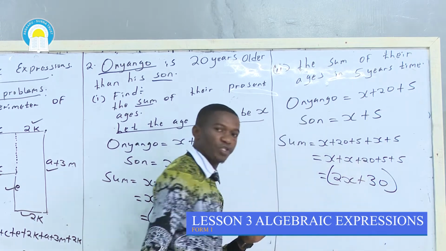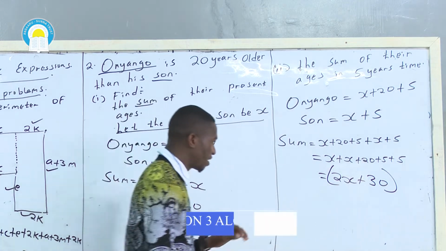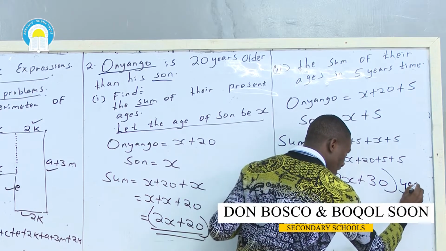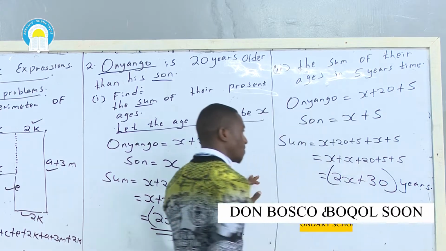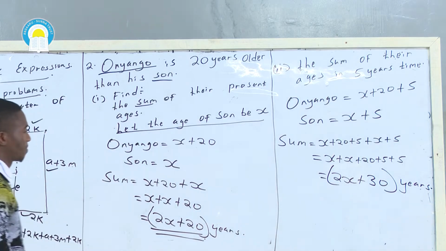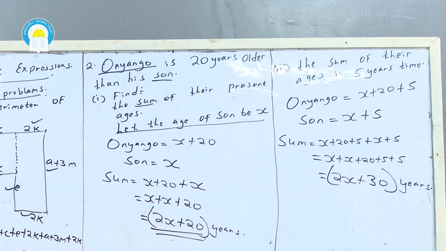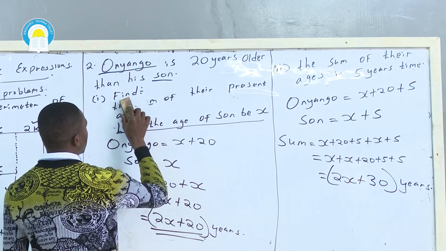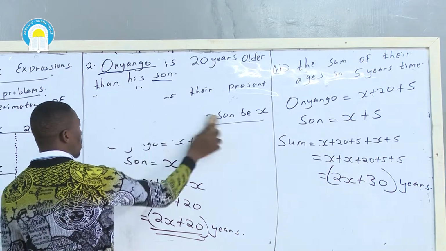Then you put the bracket. What are we talking about? Ages. Ages are usually in years, so you write here, years. That is it. So when we are looking at the third part of the question, that is Roman 3.